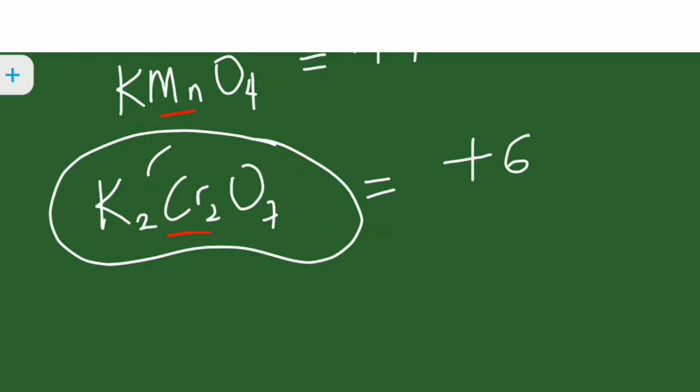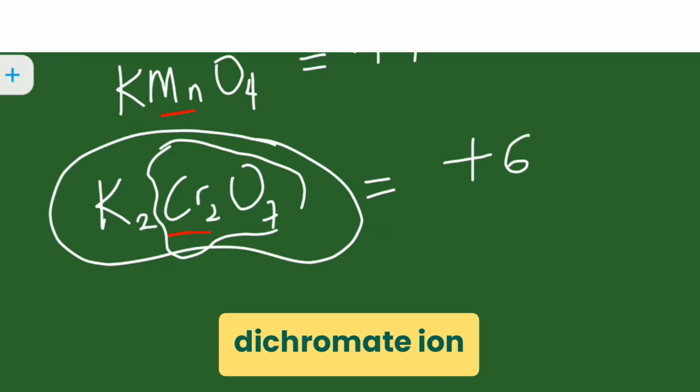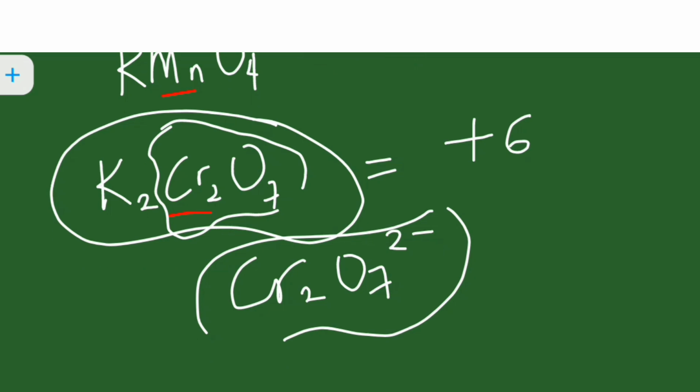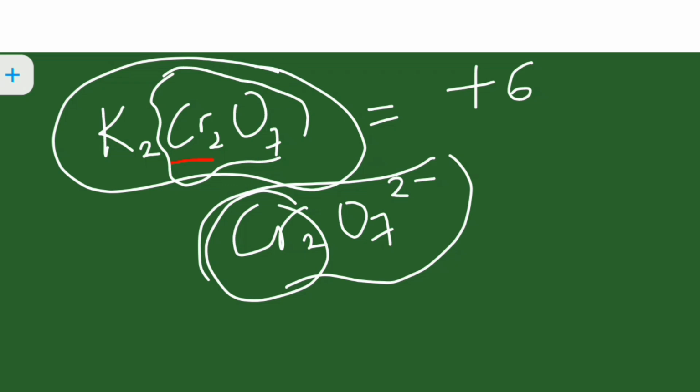This ion here is called the dichromate ion, Cr2O7 2-. That is the oxidation state. So it's called the dichromate ion. The oxidation state of chromium here is +6.